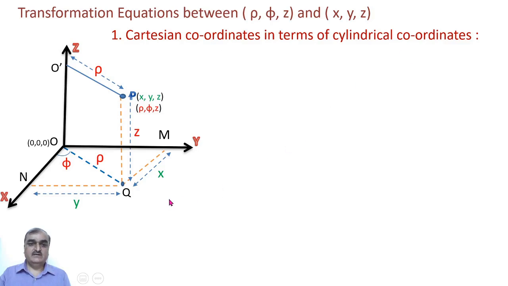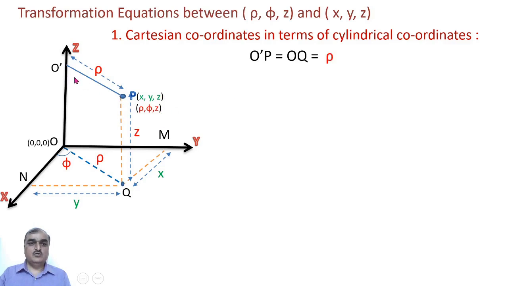Let us revise this figure again. For point P, in Cartesian coordinate system, the coordinates are x, y, z. In cylindrical coordinate system, the coordinates are rho, phi, z. X is the distance along x-axis, y is the distance of point along y-axis, and z is the distance of point along z-axis. Just as we have seen, rho is the distance of point from z-axis, phi is the angle made by line OQ with x-axis, and z is the distance of point P along z-axis. That is, z coordinate is same in Cartesian coordinate system and cylindrical coordinate system.